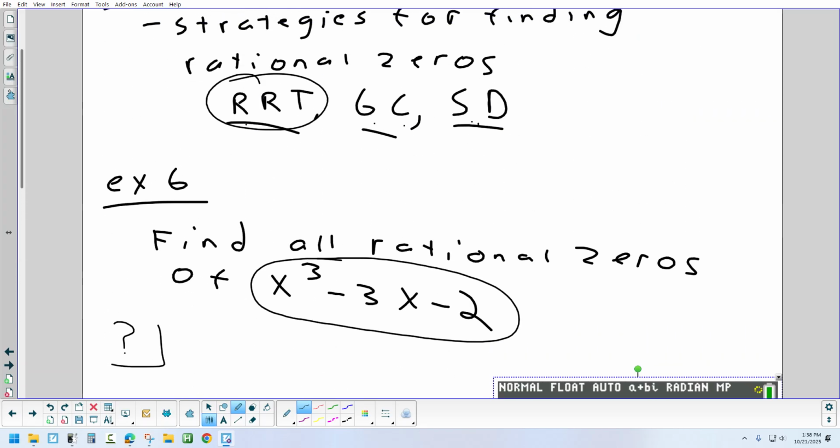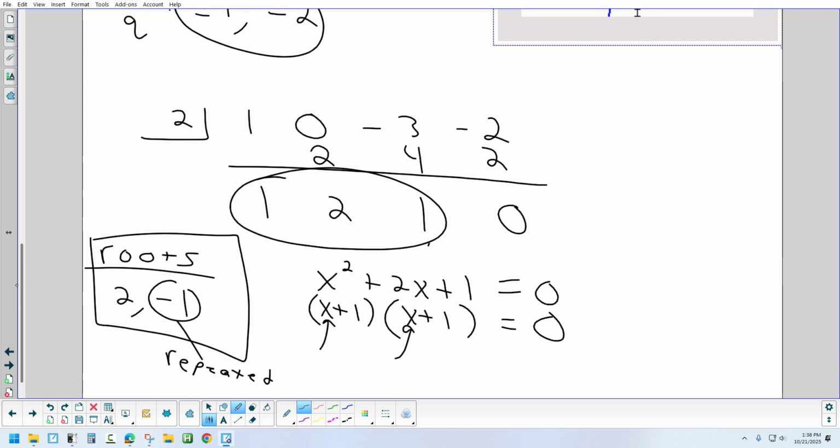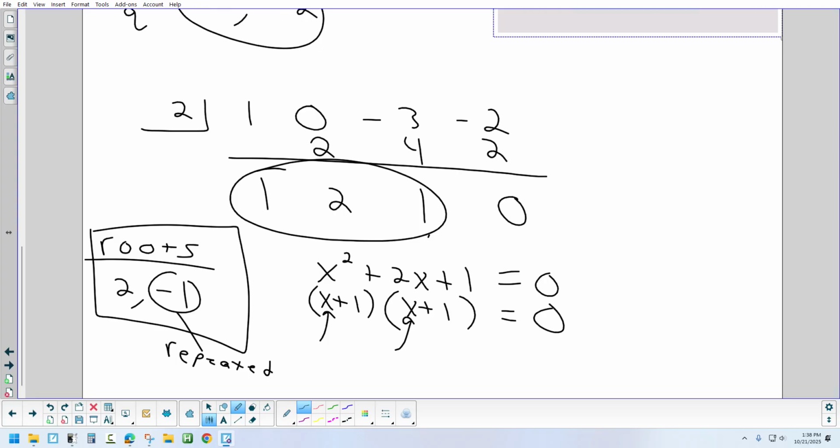So any question on that one? Do we have to say it's repeated, or can we just? Not unless they specifically ask. If the question did say write the roots and determine if any are repeated, then yeah. If you forgot to say it was repeated, you'll lose some points for that.